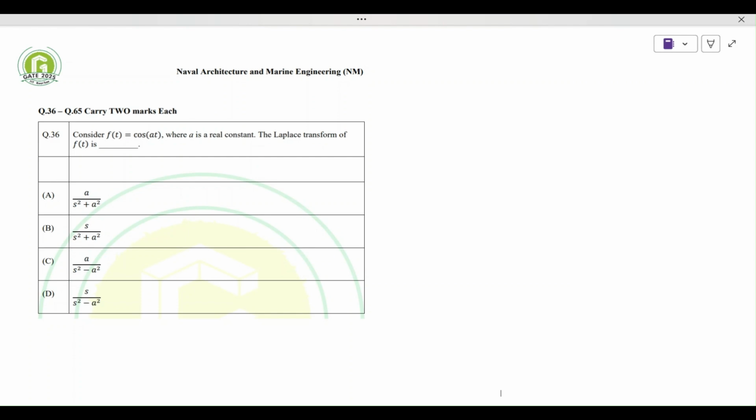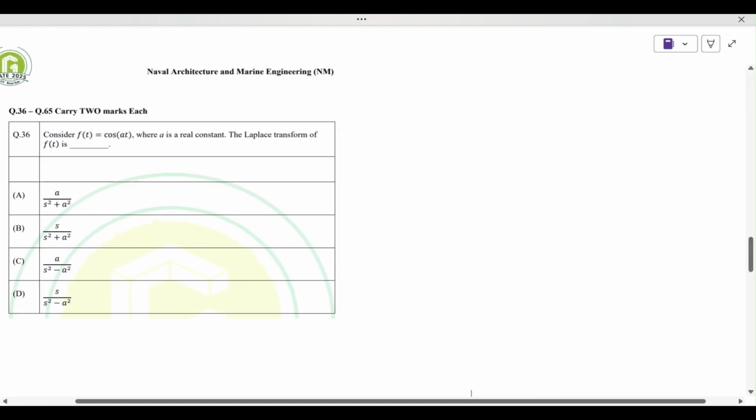Consider f of t equals cos at, where a is a real constant. The Laplace transform of f of t is. In this question, f of t is directly given to you as cos of at. You have to just apply the formula, and we know that the Laplace transform of cos at is s over s square plus a square. So that is your option B.